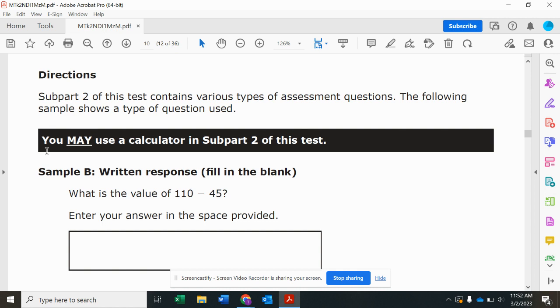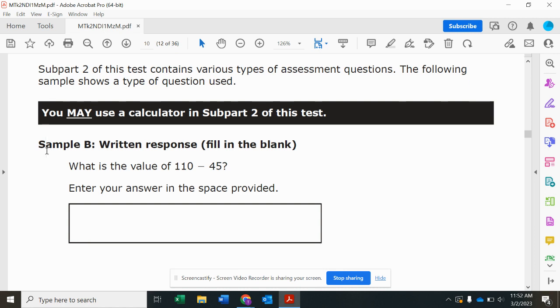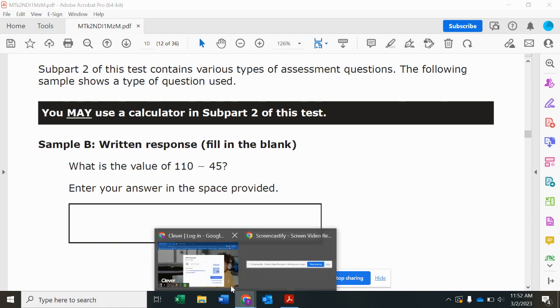Subpart 2 of this test contains various types of assessment questions. The following sample shows a type of question used. You may use a calculator in subpart 2 of this test. What is the value of 110 minus 45?